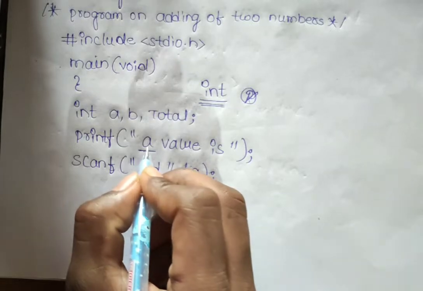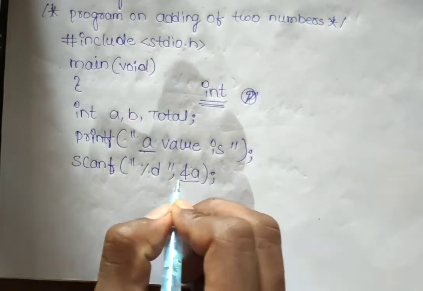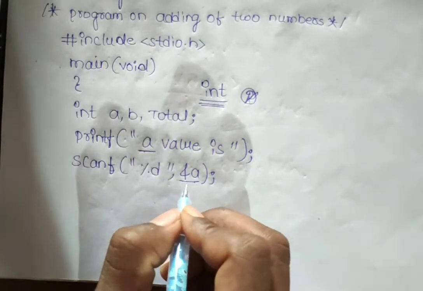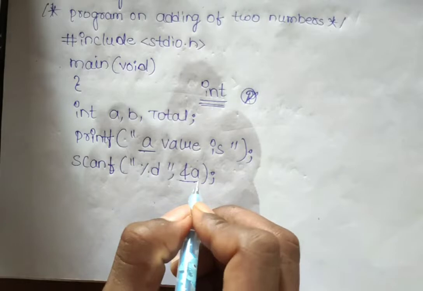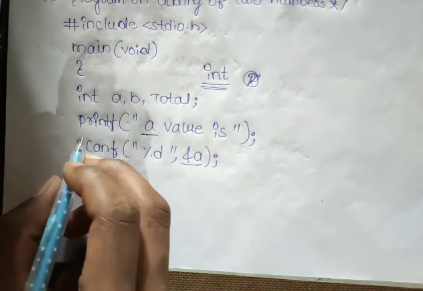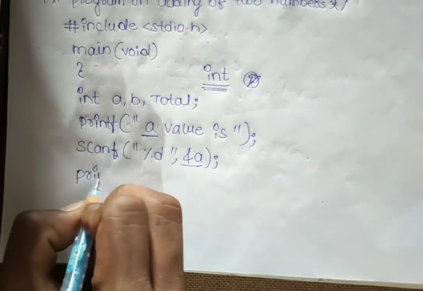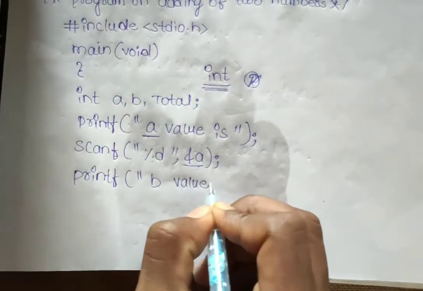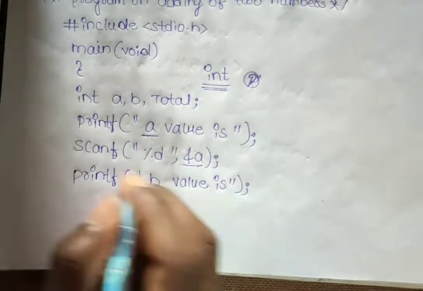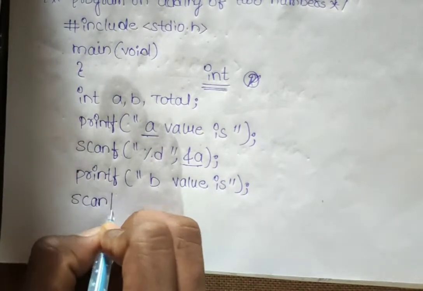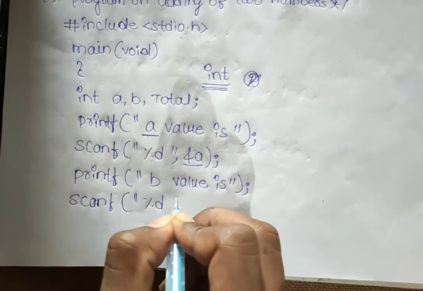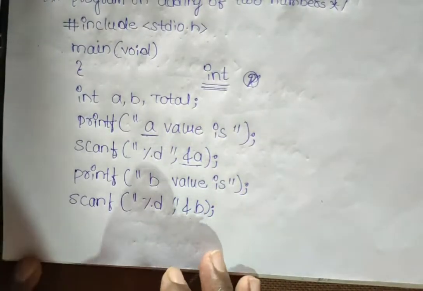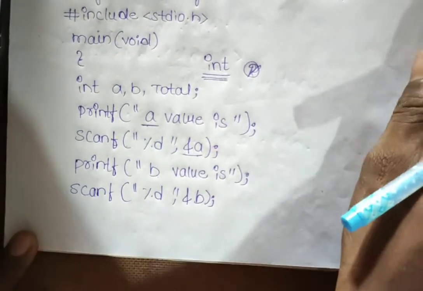Here, what will give the a value? It will store in the ampersand a and will show in the output as what the scanf a value is given. And next printf b value is, in scanf %d ampersand b. And now we will see the logic here.